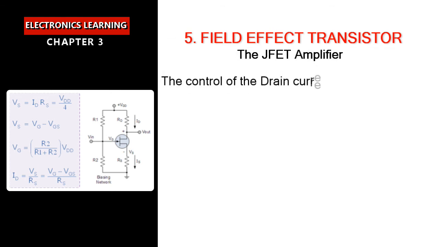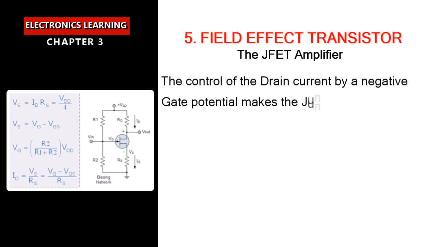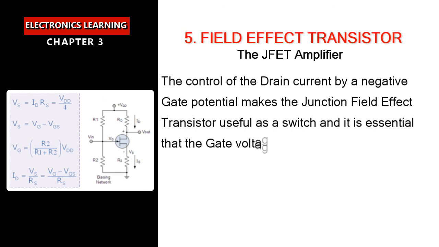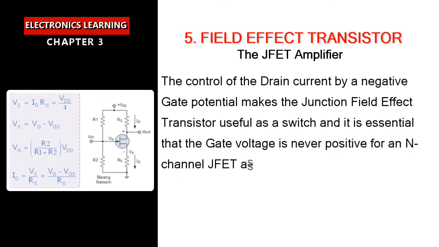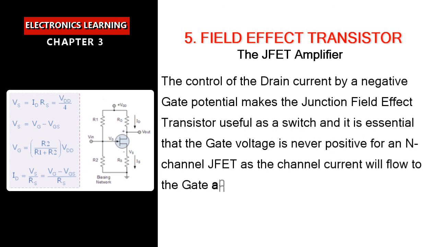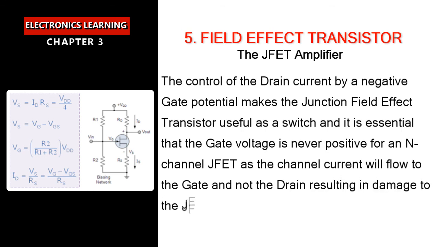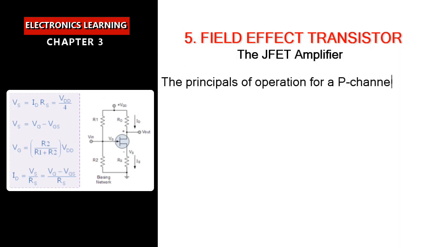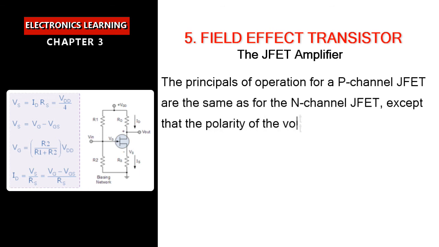The control of the drain current by a negative gate potential makes the junction field effect transistor useful as a switch, and it is essential that the gate voltage is never positive for an N-channel JFET, as the channel current will flow to the gate and not the drain, resulting in damage to the JFET. The principles of operation for a P-channel JFET are the same as for the N-channel JFET, except that the polarity of the voltages needs to be reversed.